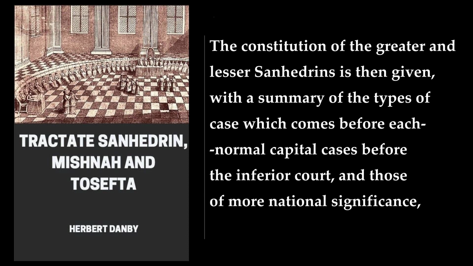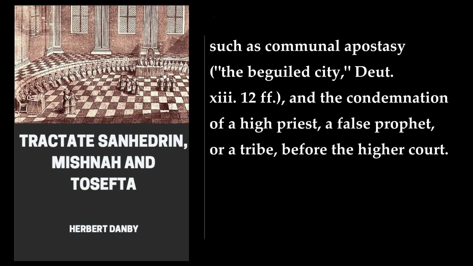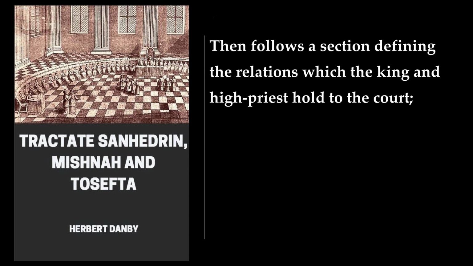The constitution of the greater and lesser Sanhedrins is then given, with a summary of the types of case which come before each: normal capital cases before the inferior court, and those of more national significance, such as communal apostasy, the beguiled city, Deuteronomy 13, 12 ff, and the condemnation of a high priest, a false prophet, or a tribe, before the higher court. Then follows a section defining the relations which the king and high priest hold to the court.